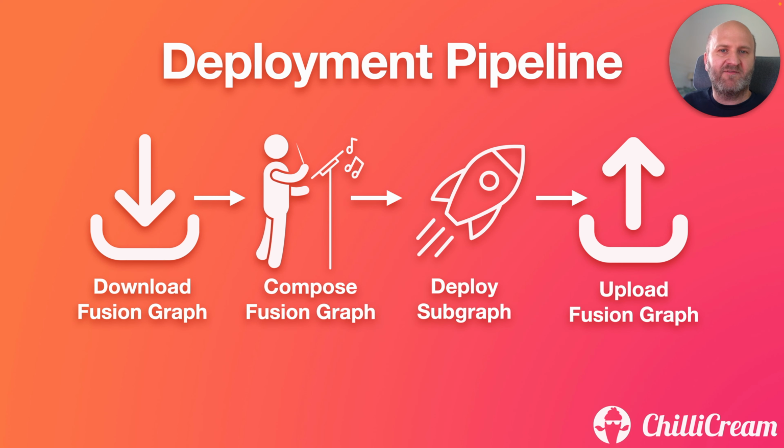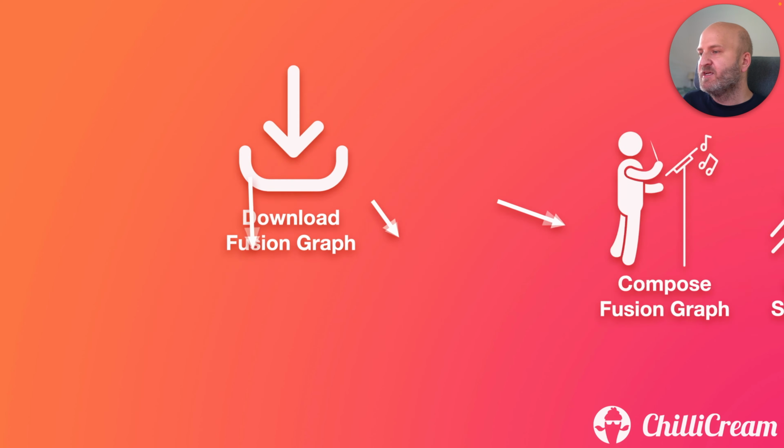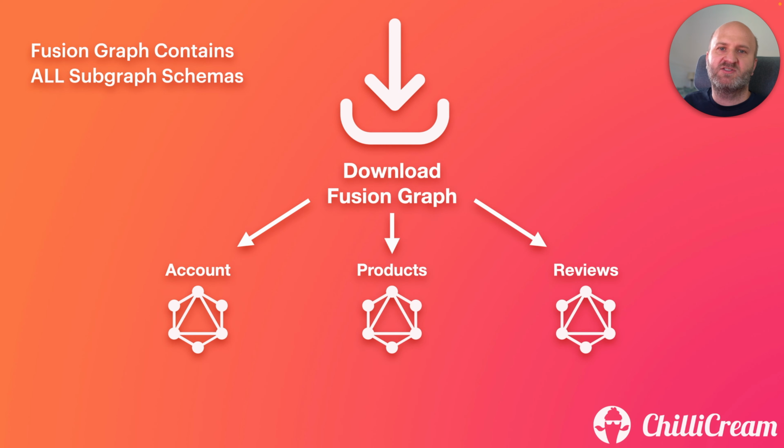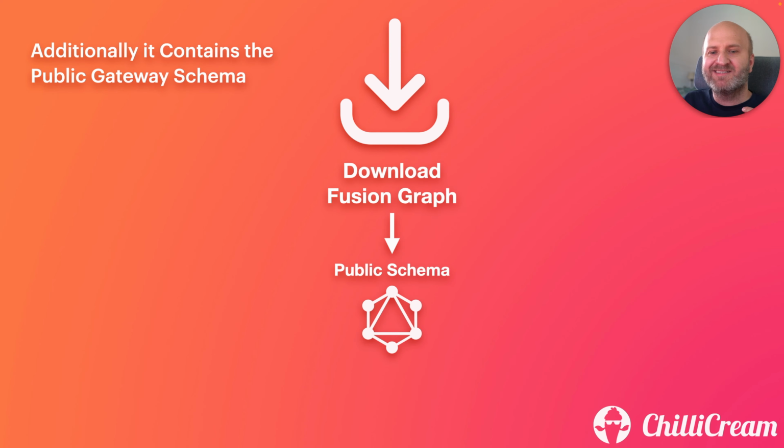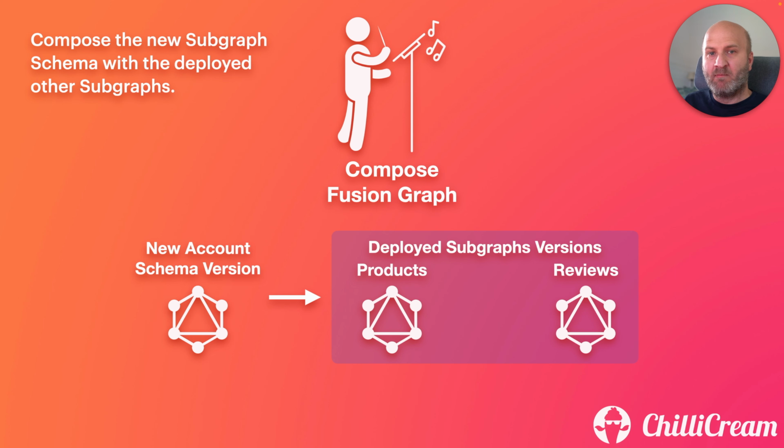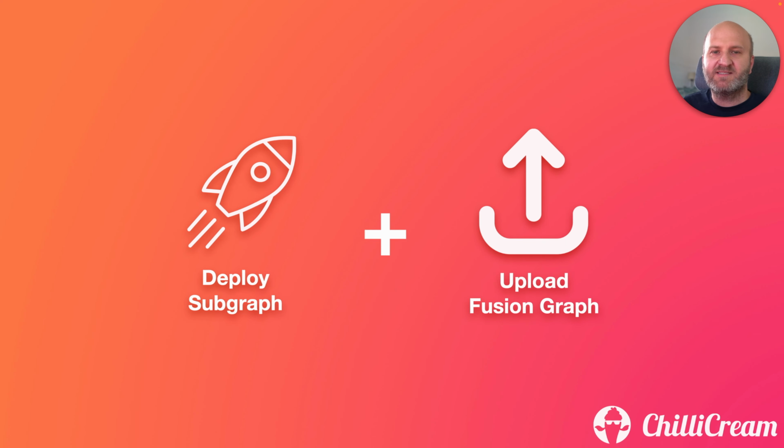Here we really put in the environment specific configuration and also download the Fusion configuration. So the Fusion configuration really contains all the subgraph configurations plus the public exposed GraphQL schema. So with this in place, we can compose a new public schema, and we are doing that by taking the new subgraph configuration and composing it with the currently deployed configuration that we just downloaded. Once this is successful, we know there will be no error when we deploy that. So we can simply deploy our subgraph, and once this is successful, we deploy the new schema.